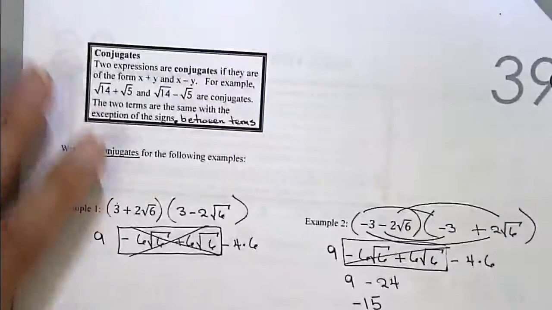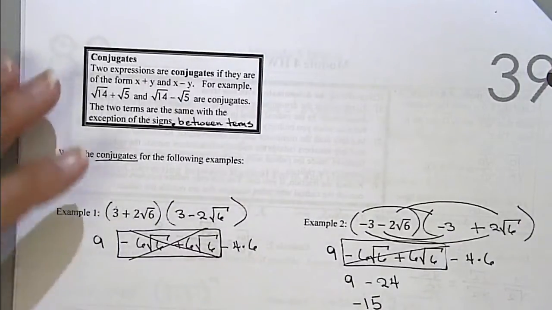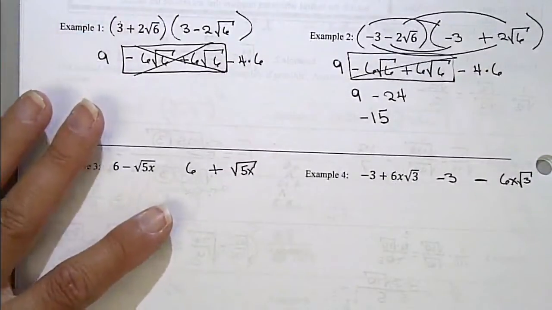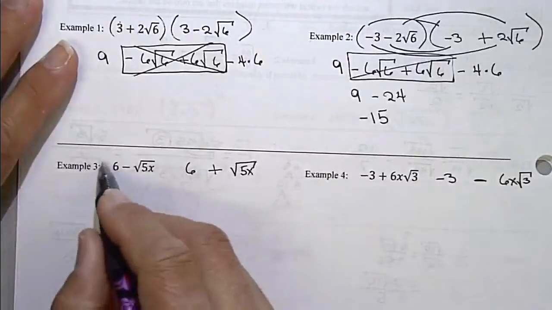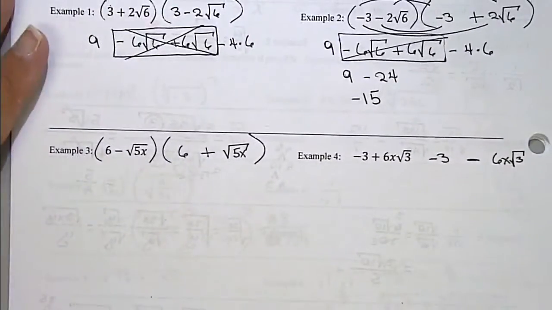Now go back up here to where this says the terms are the same with the exception of the signs. And the sign I'm talking about is the sign between the terms, okay? Not the sign in front of the term. It has to be the sign between the terms. It has to be different. Everything else is the same. Let's do this one more right here. Do example 3. Use your shortcut, okay?